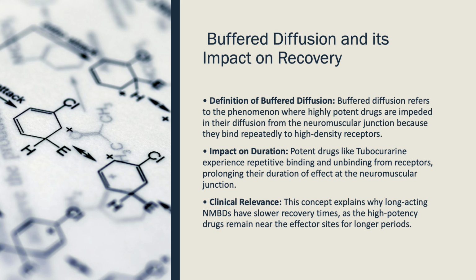This is why you have to be very careful. So buffered diffusion occurs when you give a potent drug repeatedly and it impedes their diffusion. This can prolong and complicate that blockade and recovery. That's why oftentimes we really like rocuronium. We really, really like it. It's easier to reverse. You have a specific reversal, and it's less potent.